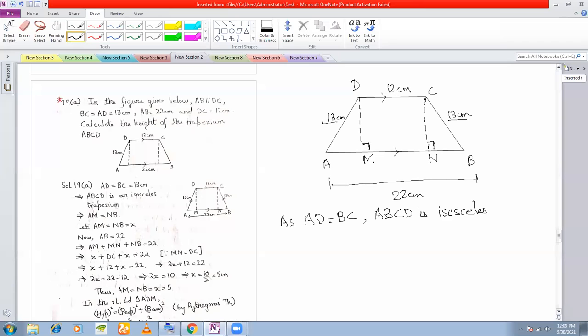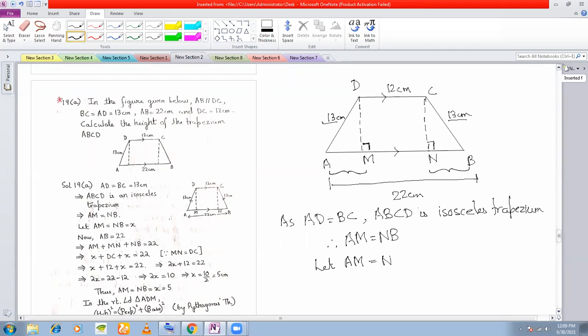Remember in class 8, I told you about the isosceles trapezium? If this is an isosceles trapezium, that means this length AM must be equal to NB. So therefore, AM must be equal to NB, right? Let AM equal NB equal X. So if I take this length as X and this length as X, right?